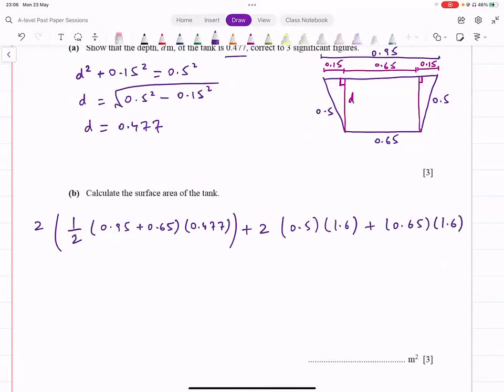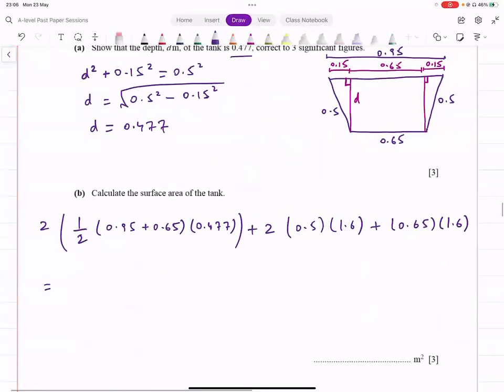ये आपके पास वो आ गया. Now we just add everything up. इसको evaluate कर लें, देख लें आपके पास क्या आता है. 0.95 plus 0.65 into 0.477 plus 2 into 0.5 into 1.6 plus 0.65 into 1.6. Just evaluate everything.